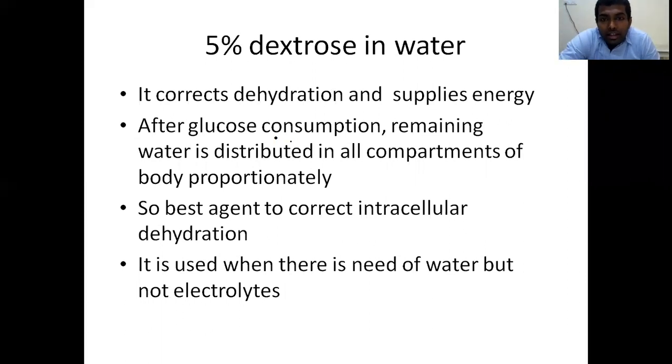It is used to correct dehydration and it supplies energy because it contains dextrose. Now, after the glucose consumption, the remaining water in the solution is distributed in all compartments of the body proportionately. So, this is the best agent to correct intracellular dehydration. Now, it is used when there is need of water, but not electrolytes.